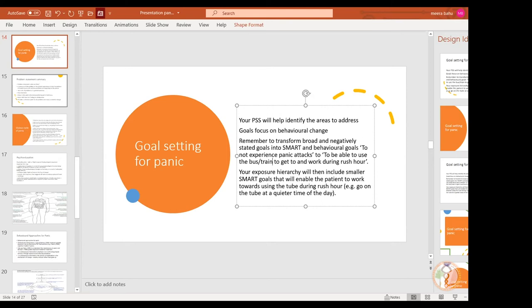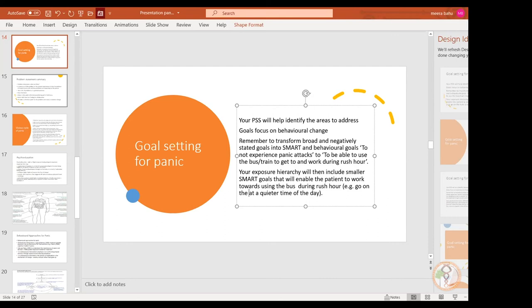So your exposure hierarchy will then include smaller smart goals, and that will enable the patient to work towards using the, I'm going to change this to bus. Sorry, I'm messing around here. Okay, using the bus during rush hour. Go on to the bus. Go on the bus at a quieter time of the day. So we start with, okay, you don't take the bus at all. No, I don't take the bus at all. Okay, so what do we do? We want to get you in the bus at a quieter time.